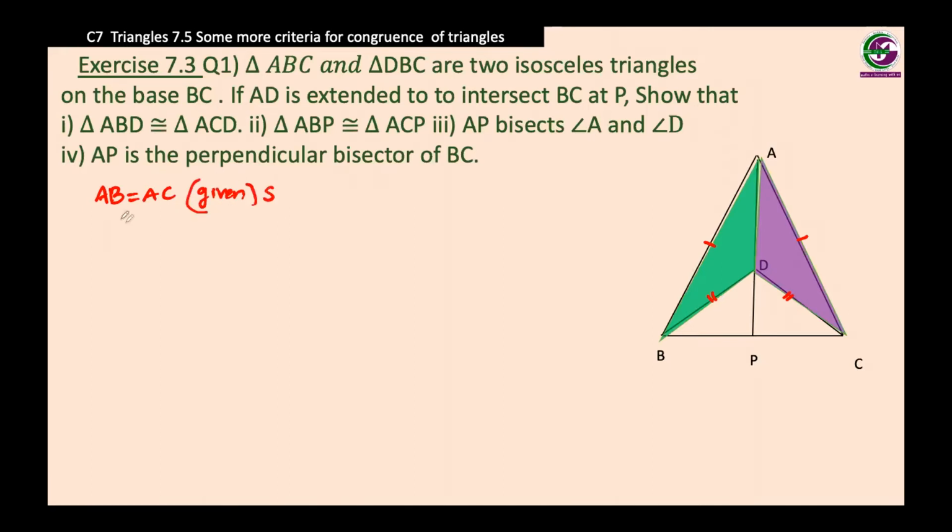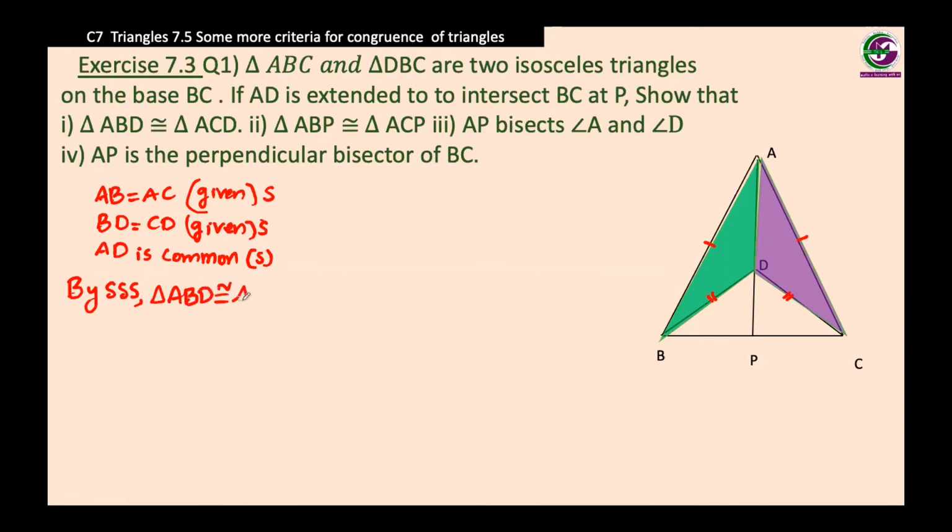We have a side now. Again, from the small triangle, BD is equal to CD. It is also given to us. So that is the second side. AD is common in the green and purple triangle. So AD is common. So we have the third side. So by SSS congruence rule, we have triangle ABD is congruent to triangle ACD. That was the first part.